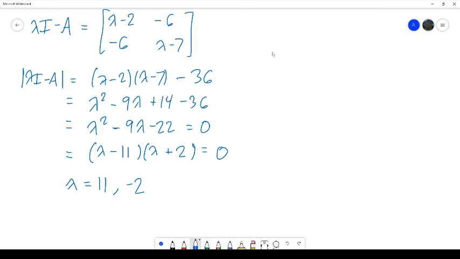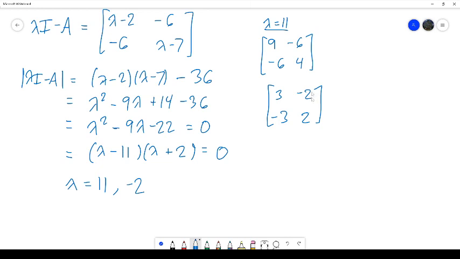So first of all, we have lambda equals 11. Plugging 11 into our lambda I minus A matrix here, we have 9, negative 6, negative 6, and this would be 4. If we start reducing this, I can take a factor of 3 out of the first row. So we'll divide the top row by 3, and we get 3, negative 2. And if I divide the bottom row by 2, we'll get negative 3 and 2.